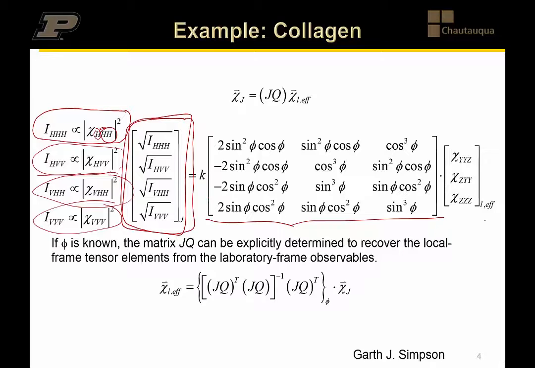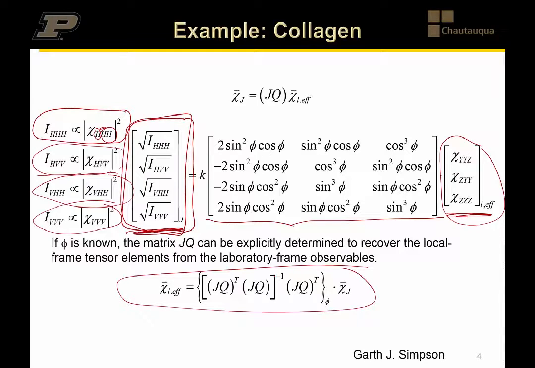So now we're in good shape, because we have a vector of 4 elements and a vector of 3 elements, such that we have more observables than parameters, and we can potentially invert this to solve for the most probable values of these 3 tensor elements in the local frame. That inversion is straightforward to do, using standard linear algebra techniques described in a previous discussion. As long as you know phi, it's straightforward.